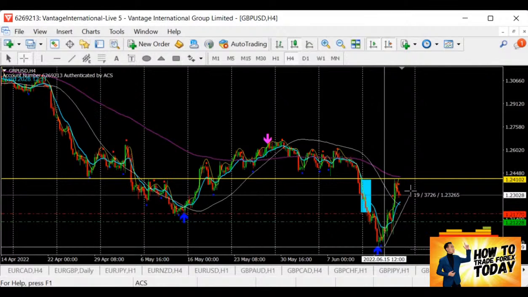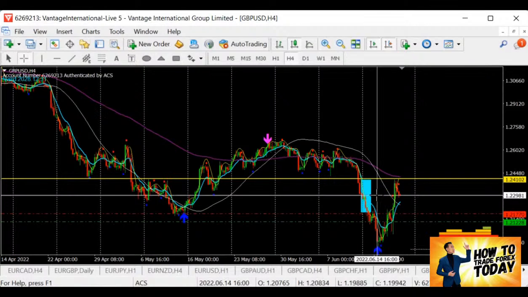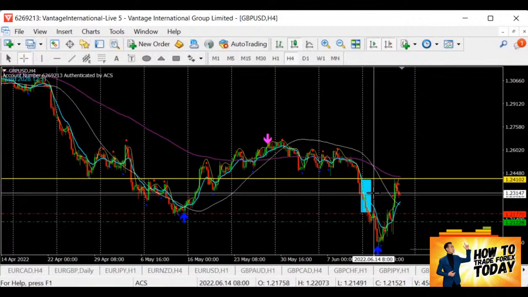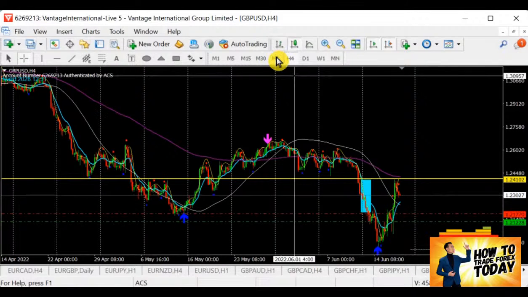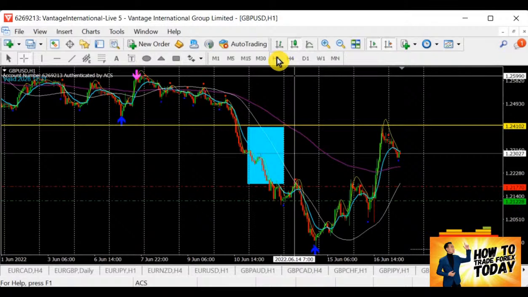I would say that tentatively pound dollar is also good to sell. I can see there's one resistance over here and it breaks into the resistance level. So currently for pound dollar, I will be looking out for selling.